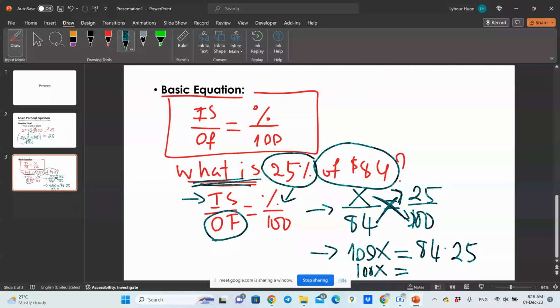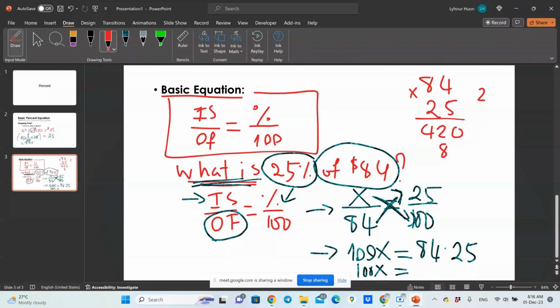Wait, let me check. 84 times 25. 5 times 4 is 20, so we have 2. 8 times 5 is 40, so 42. Oh, no, no. It's what? 2100. Okay, 2100. So, let's finish it up.